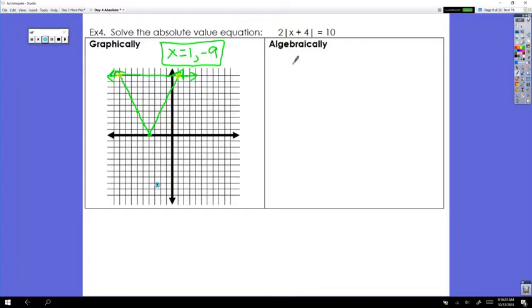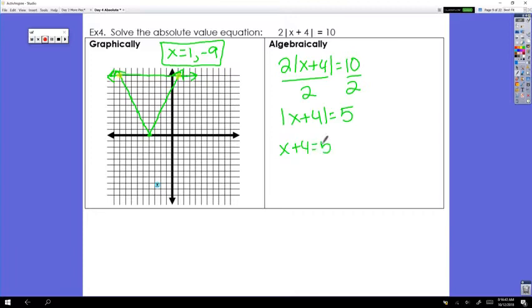Now let's solve for this algebraically. We have 2 times the absolute value of x plus 4 is equal to 10. We need to isolate the absolute value by dividing both sides by 2. We get the absolute value of x plus 4 is equal to 5. We're going to set this equal to positive 5 and -5. So x plus 4 is equal to 5, and x plus 4 is equal to -5.